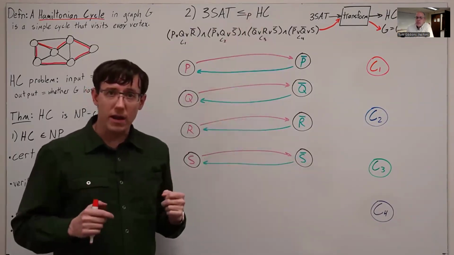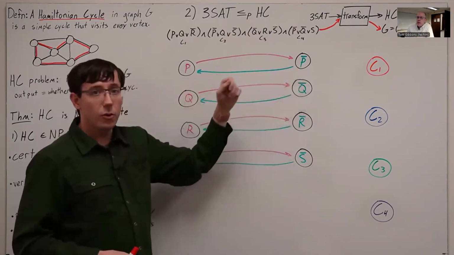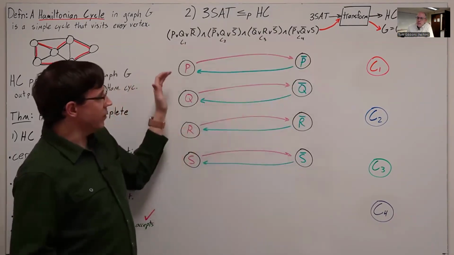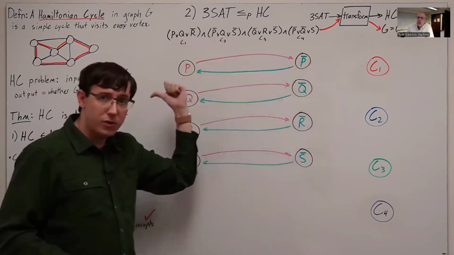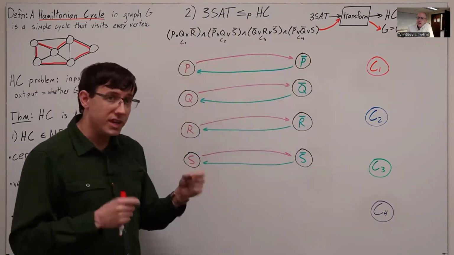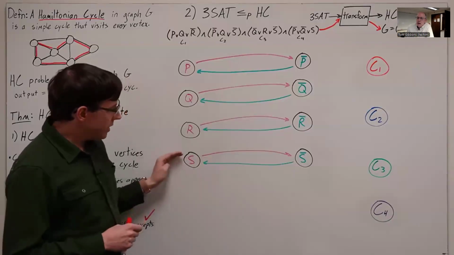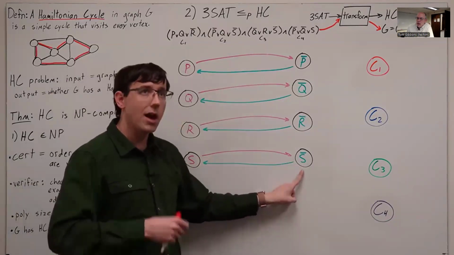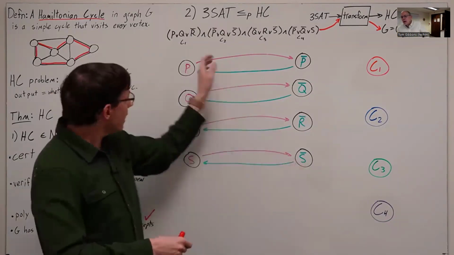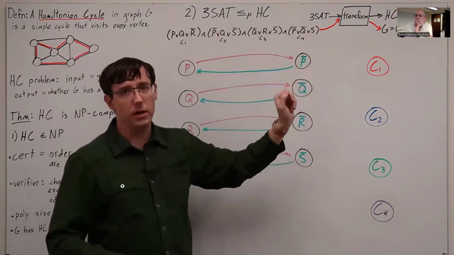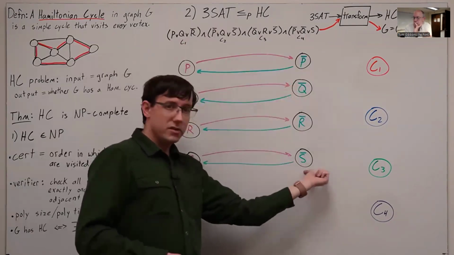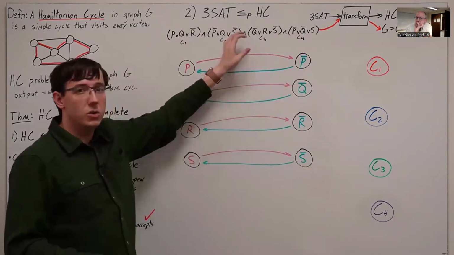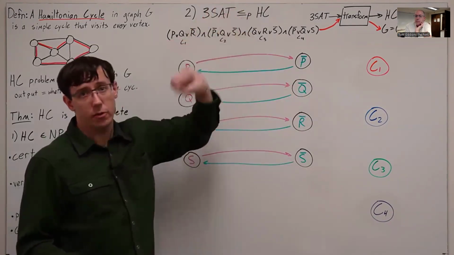The way we're going to construct this graph is we'll start with 2 vertices for each variable that appears in the formula. And between those 2 vertices, we're going to have paths going in both directions. And we want to set it up so that traveling along the path that goes from the S vertex to the not S vertex corresponds to setting S to true in the formula, whereas going across the path from the not S vertex to the S vertex corresponds to setting S to false in the formula.